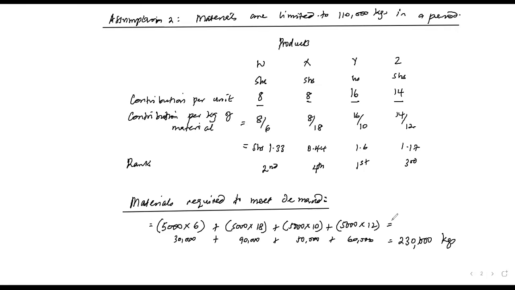So materials in this case will be a limiting factor. We don't have these kilograms of materials. So what we have to do is come up with our product mix when the materials are the limiting factor. That's the optimum product mix.